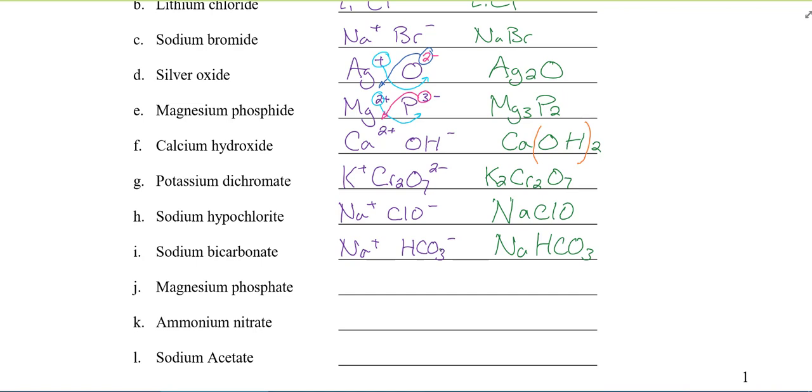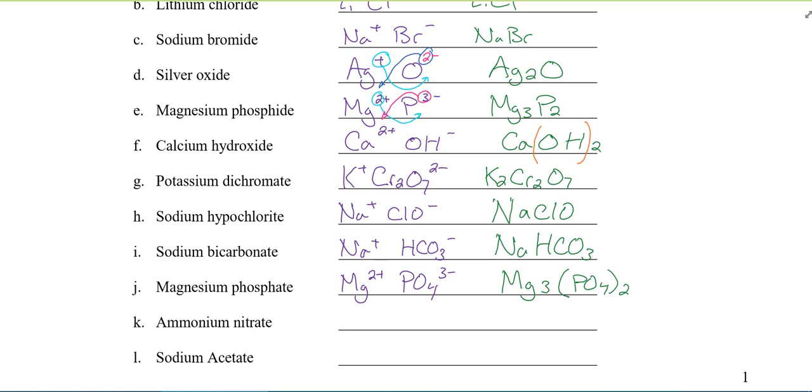Magnesium, Mg, group 2 metal, 2+. Phosphate, PO4, 3-. Cross the charges, and we get Mg3(PO4)2.